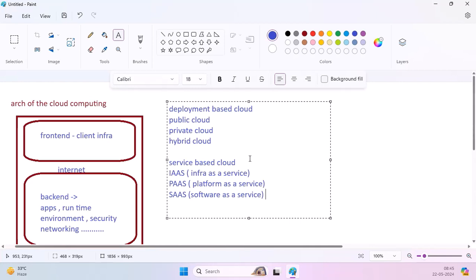So the public cloud is a cloud computing model where services are provided over the internet by third-party providers, and these services are available to the general public or a large industry group and are owned by the provider selling the cloud services. And then we have the private cloud. It's a cloud computing model used exclusively by one organization, and it can be physically located on premises or hosted by a third-party service provider.